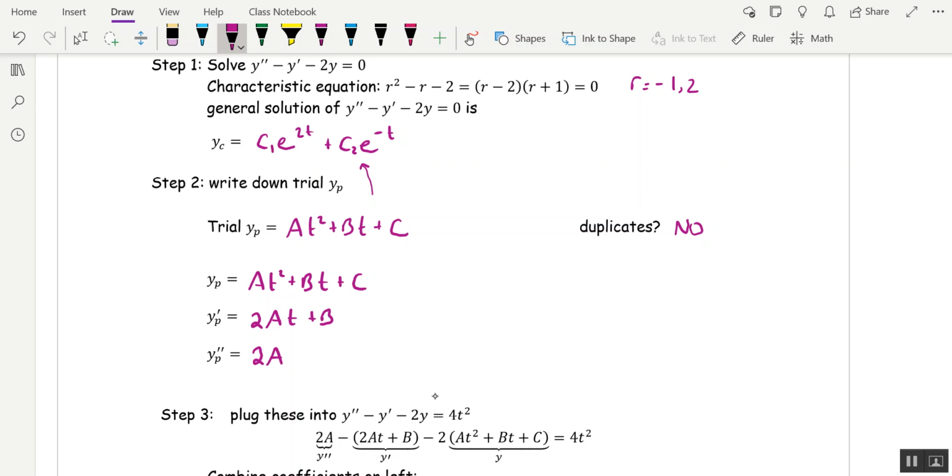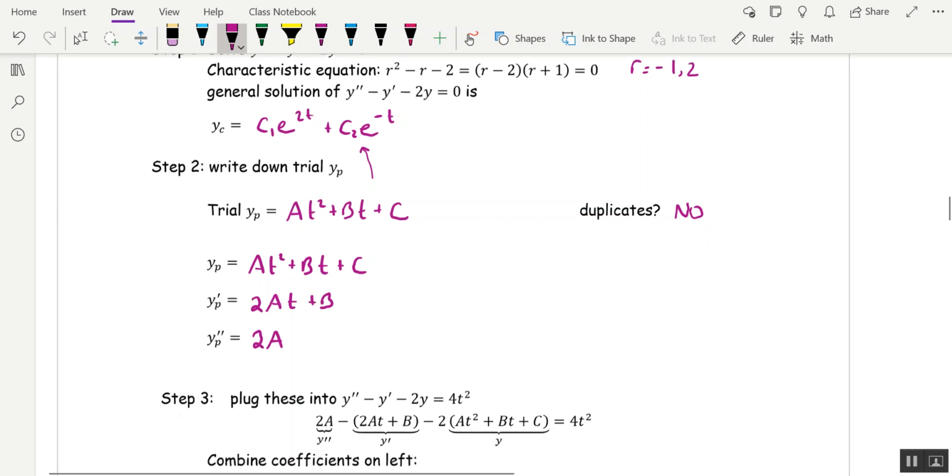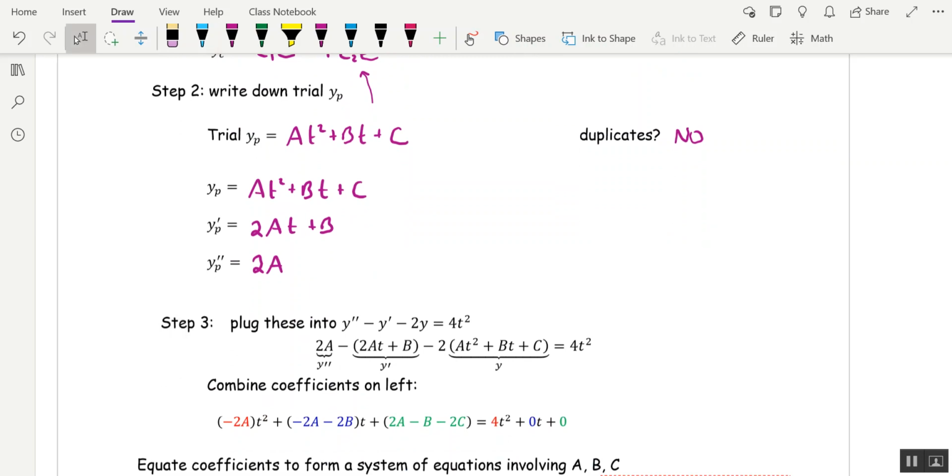So wherever we see a y double prime, we're going to put in yp double prime. And I did this because it's a lot of algebra, and it would take forever if you just watched me do each step. So I've sped us along here. I put in yp double prime, and then I subtracted yp prime, which is 2at plus b. And then I'm supposed to subtract 2y. y is at squared plus bt plus c. And I set that equal to 4t squared. Okay, so that's the beginning step.